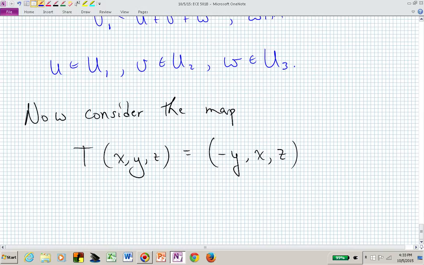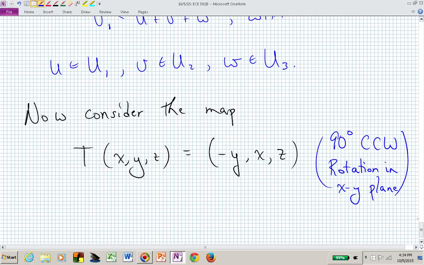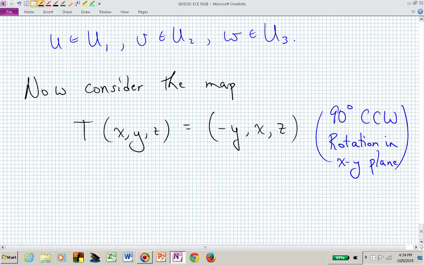Do you see that it's just sort of rotating? It's rotating 90 degrees counterclockwise. Is that right? This is now, let's just say, a 90-degree counterclockwise rotation in the xy plane. That's what this linear map is. Is that okay?